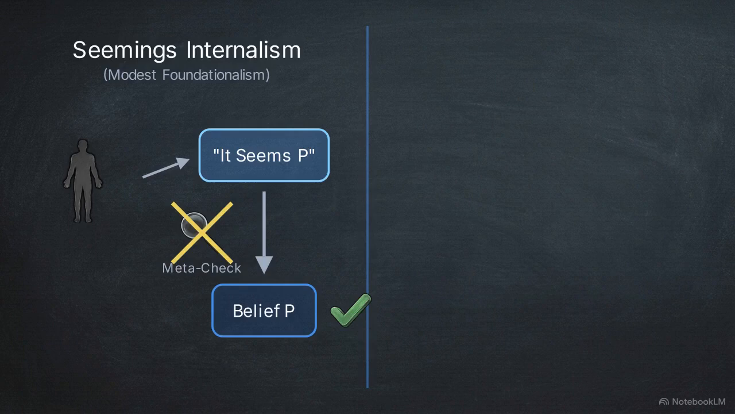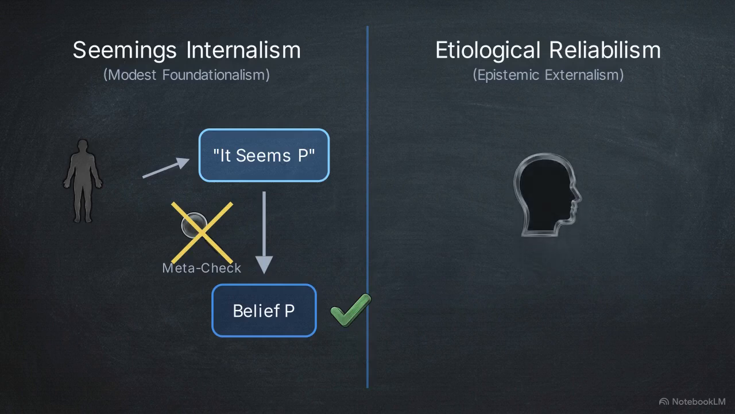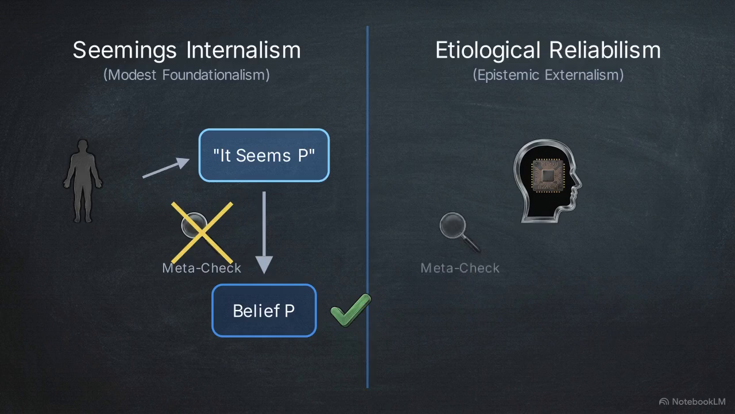The second replacement is etiological reliabilism. Etiological reliabilism is a form of epistemic externalism. Epistemic externalism is the view that a belief can be justified by factors outside of the agent's conscious awareness, such as the biological reliability of their brain.